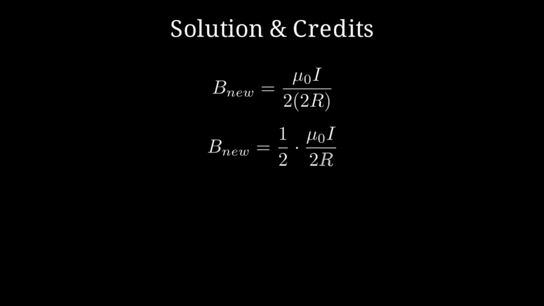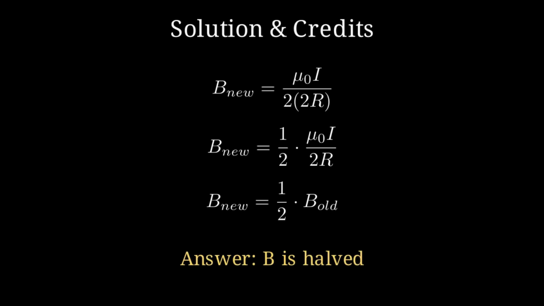The correct answer is B, the field is halved. Since the radius r is in the denominator, increasing the radius pushes the current farther away from the center, weakening the field.